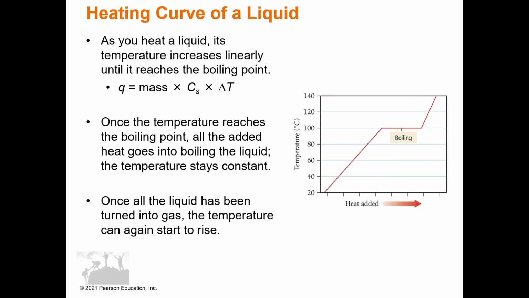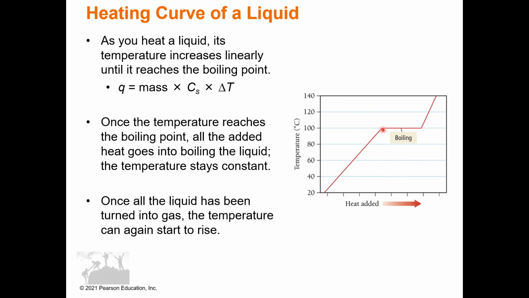Now the same can be said when we're trying to vaporize a liquid. Here in this first segment, we have liquid water, and it's increasing in temperature. We're going to stop right here at the boiling point of water. Now, which equation are you going to use to figure out how much heat was added? You're going to use Q equals MCΔT because we have a temperature change.